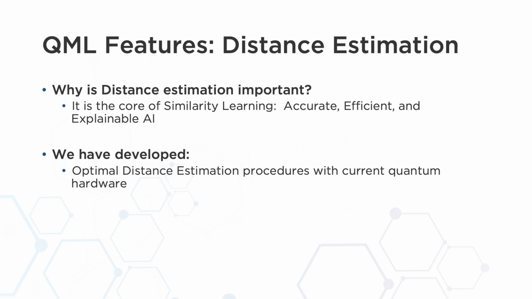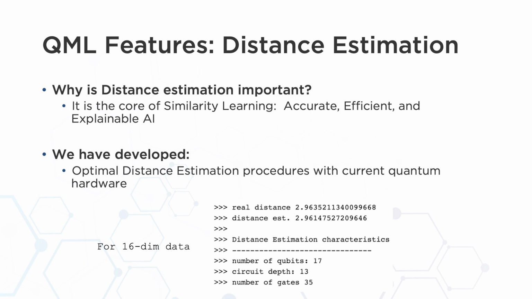What we have done is that we have used our quantum data loaders in order to provide the optimal distance estimation procedures with current quantum hardware. This allows us, again, to provide NISQ variants of our quantum machine learning algorithms. And here is an example where we can implement the distance estimation procedure between two data points, each of which has 16 dimensions, with a quantum circuit that uses 16 qubits and a number of gates of 35, while the depth of the circuit is only 13 because it grows logarithmically with the dimension of the points.